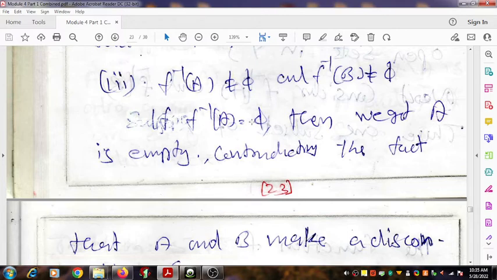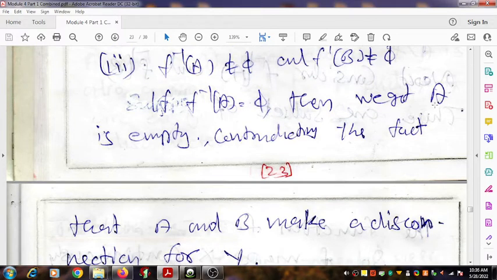Suppose not, suppose that F inverse of A is empty, and then we get that A is empty. If F inverse of A is empty, then there is no point in F inverse of A. So if we take the image of that F inverse of A, then you are going to get an empty set as its image set. But you know that A is non-empty.